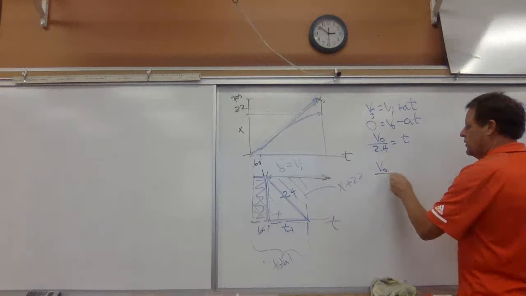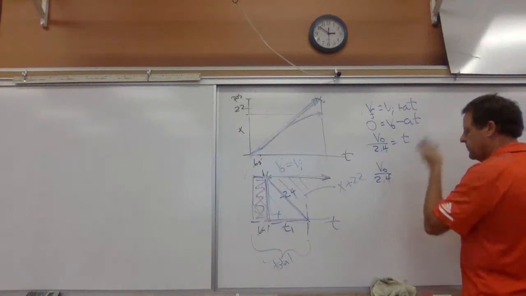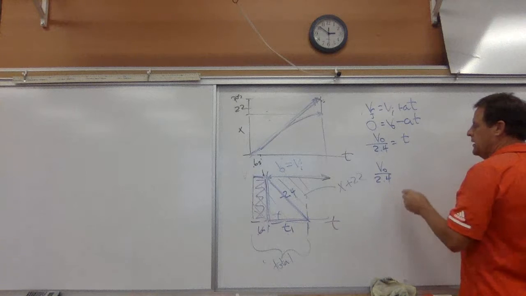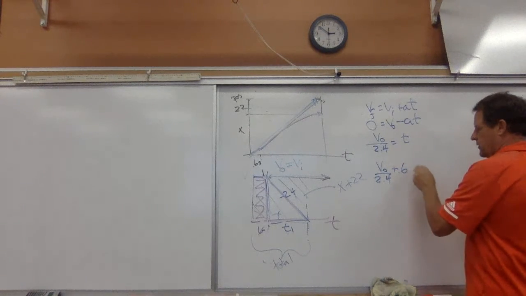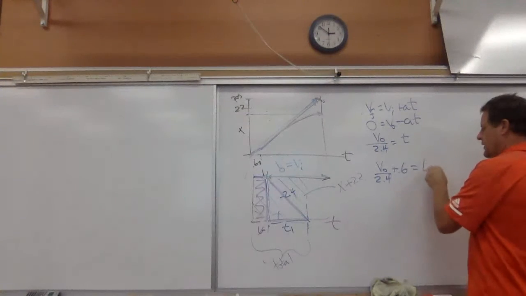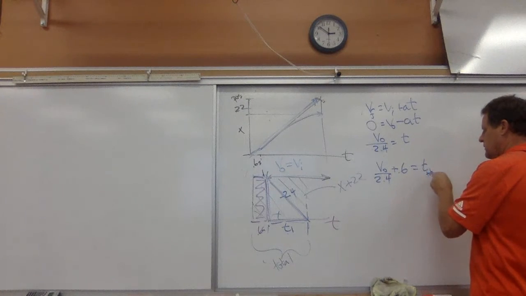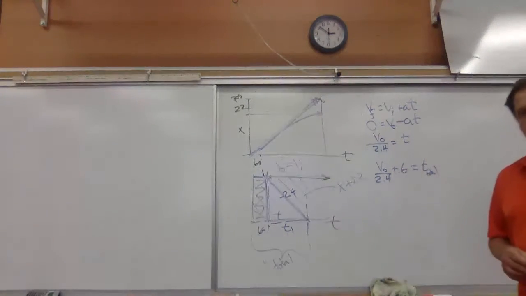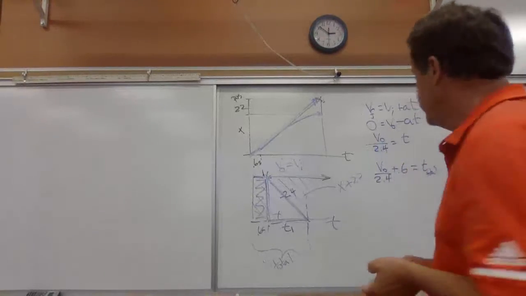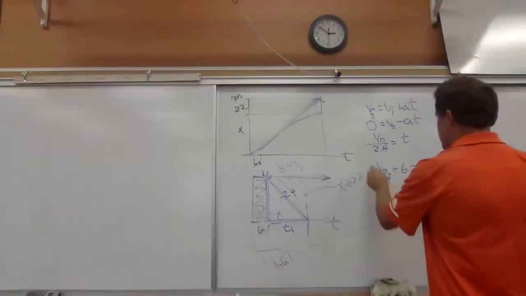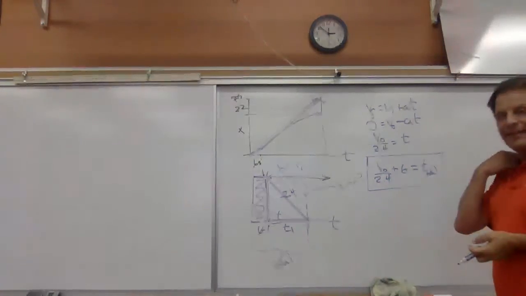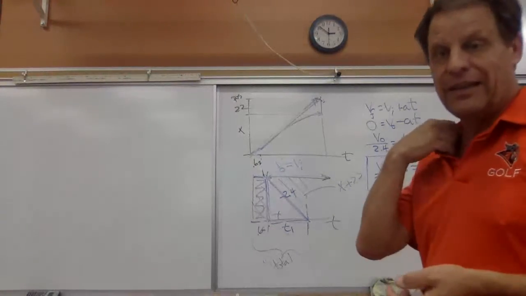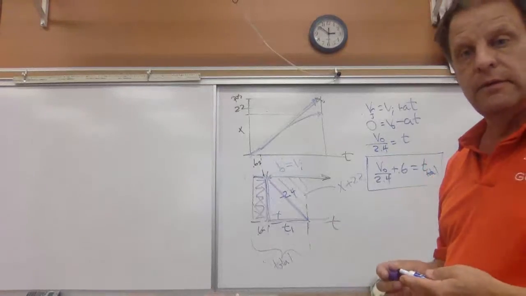So we're going to have V naught divided by 2.4, and if we add 0.6, that is going to be the total time. Okay. So this essentially right there is giving us part A.